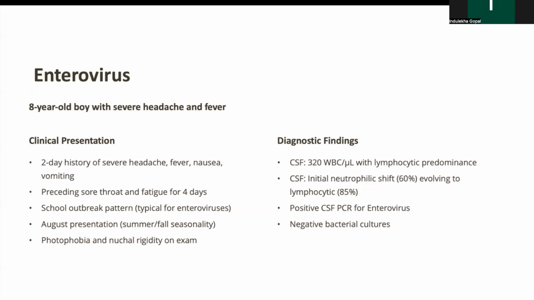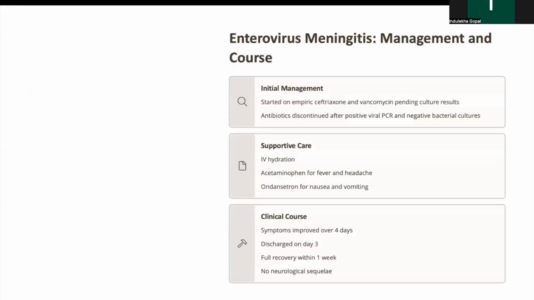Diagnostic findings: CSF shows 320 cells with lymphocytic predominance. Initially, there can be a neutrophil shift evolving to lymphocytes. You will see a positive CSF PCR for enterovirus, and bacterial cultures will be negative. Management: we usually start empiric antibiotics, ceftriaxone and vancomycin, pending cultures, and then antibiotics are discontinued once you get the PCR and negative bacterial cultures.